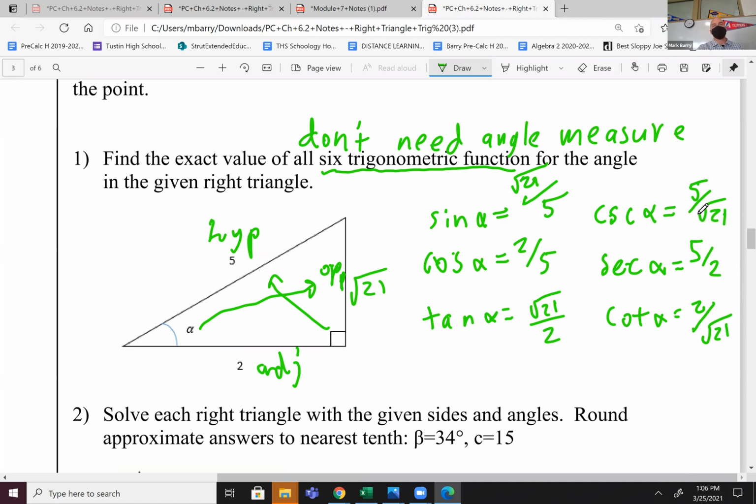We have problems like this on our WebAssign, and you can go ahead and put them like this with the radical in the denominator, it is fine, okay? Awesome. If you do want to rationalize the denominator, it'll still mark it correct. You just don't need to, okay? Awesome, so that'll be our last problem for the day.